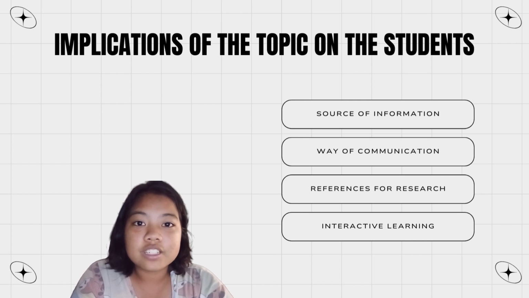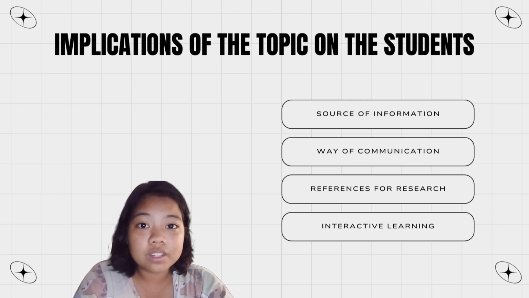Third is references for research. ICT serves as a powerful reference tool for research, providing access to a wealth of information, resources, and literature. Vast online databases like ERIC provide access to a wealth of peer-reviewed educational research journals and articles. This allows students to explore existing research findings, identify trends, and build upon previous topics.